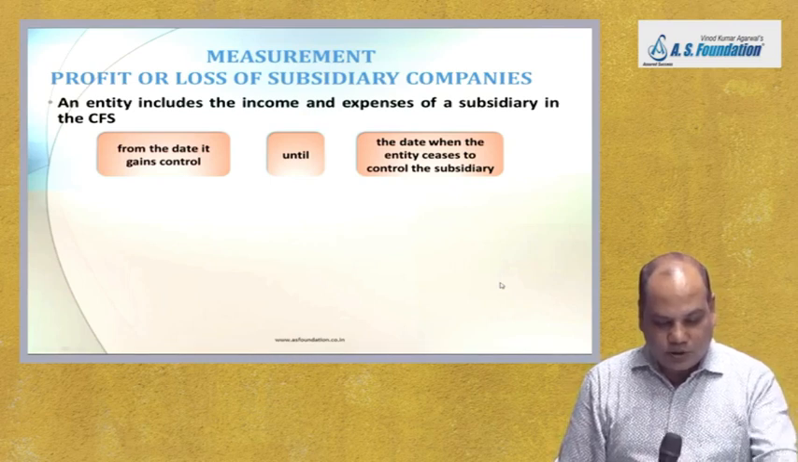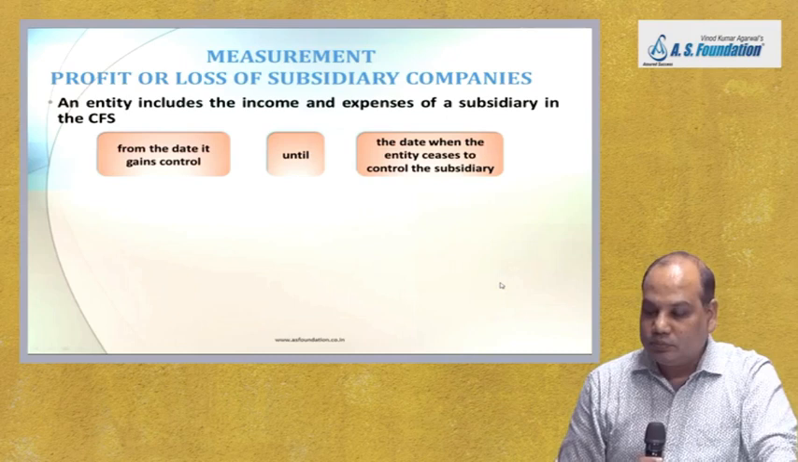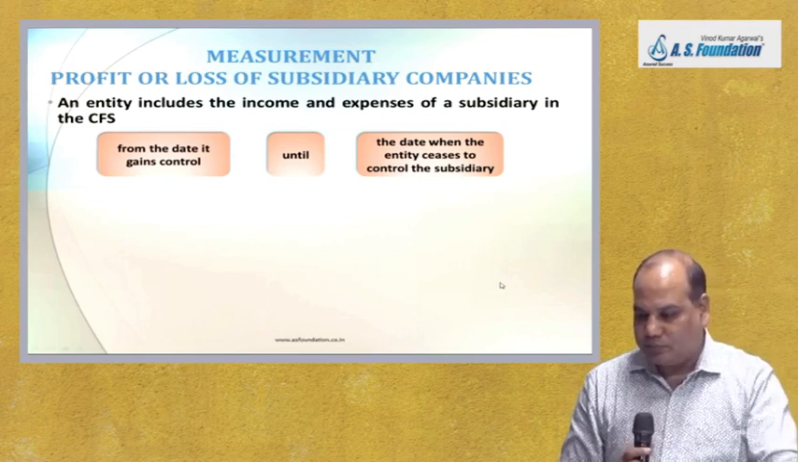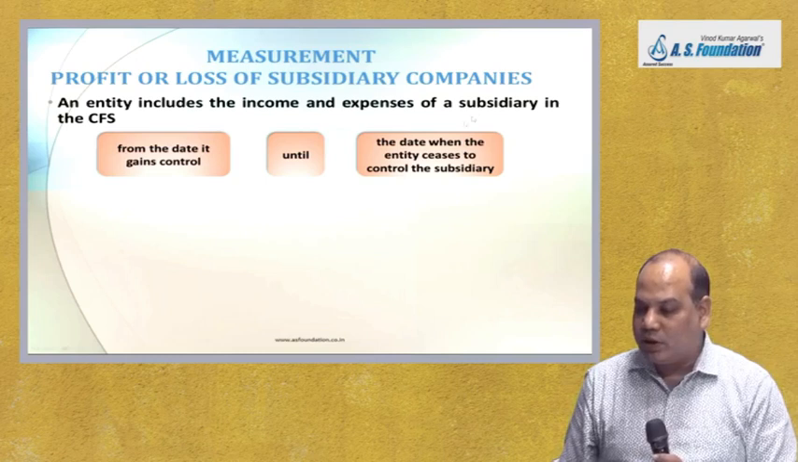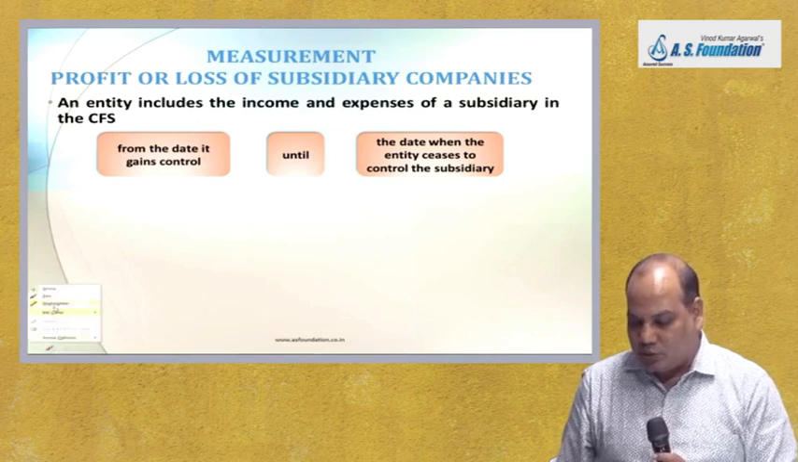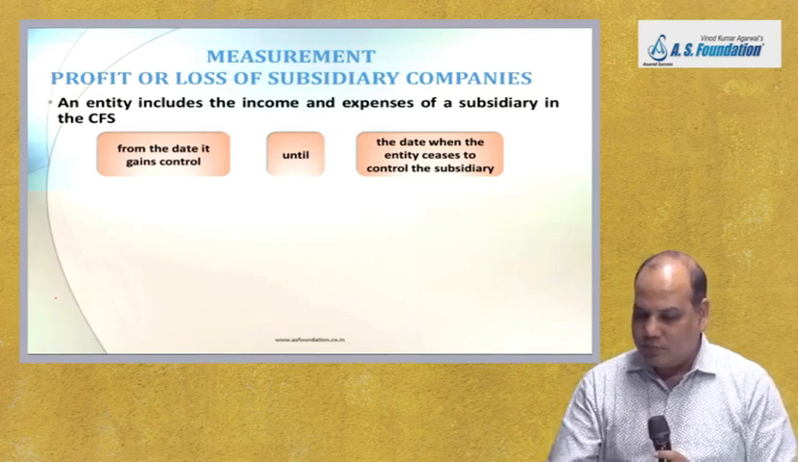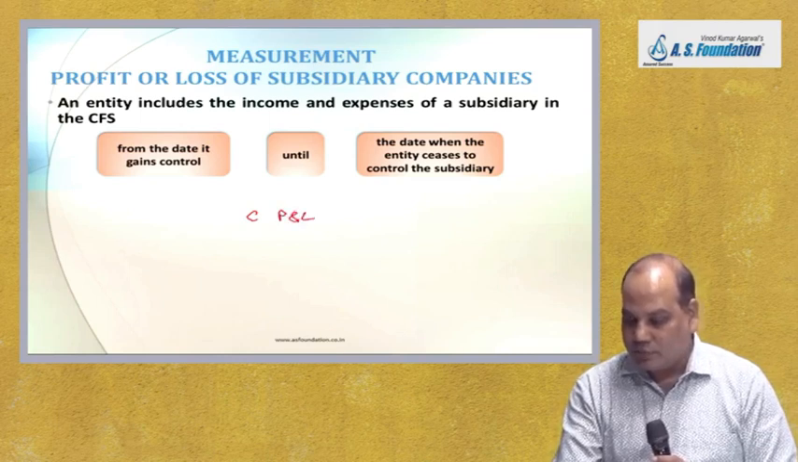So these are some basic discussions because they will be required in every problem. Now we'll come to measurement. Profit or loss of subsidiary company. An entity includes the income and expense of a subsidiary in the CFS. Now, very important because I'm going to solve immediately after some time consolidation of profit and loss.